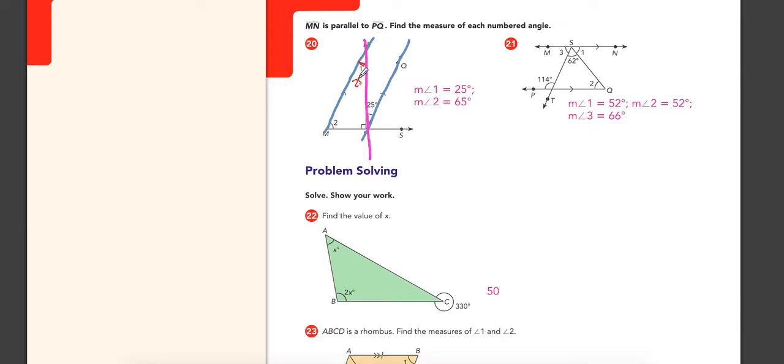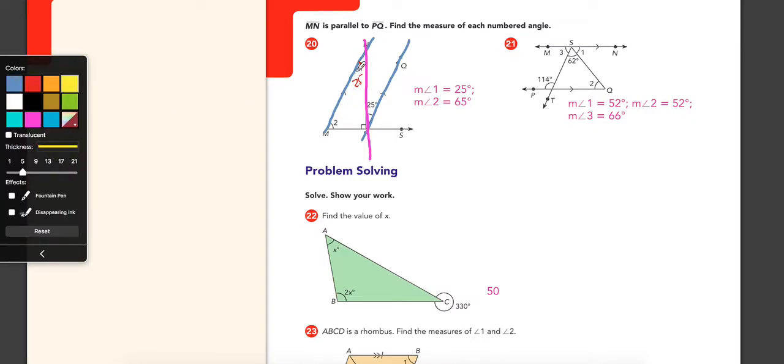Once I know that's 25, it should be easy to figure out what this 2 is because this is part of a triangle. I'm going to draw it in yellow here. Here's my triangle. I know two of the angles. I know one's a 90-degree angle plus that 25-degree angle, plus n has to equal 180. I do 90 and 25. That gives me 115 plus n equals 180. I subtract 115 from both sides. I get n equals 65.